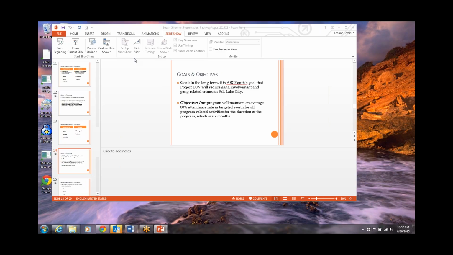And we'll talk about doing the survey. Our program will maintain an average 80% attendance rate and target youth for all program-related activities, the timeline being 6 months. And a timeline is an important thing to include too, because I think it shows when you're measuring it, but it's also a good reminder for an organization. We can't just let this go on. We've got to measure it ourselves too. Put that on paper.